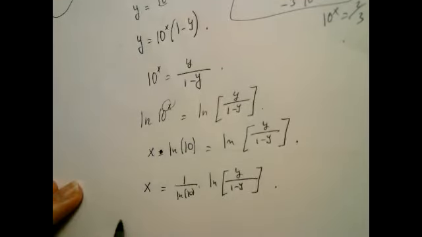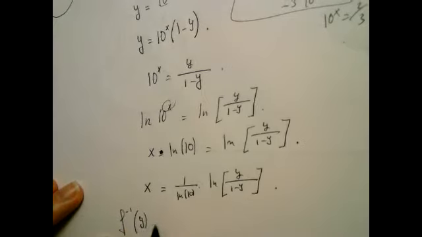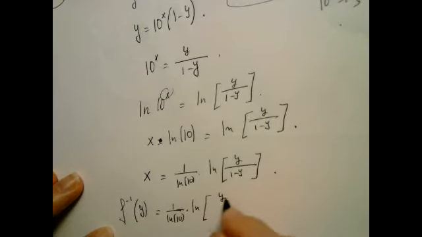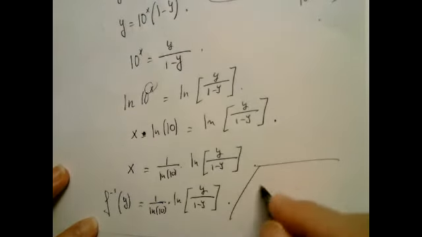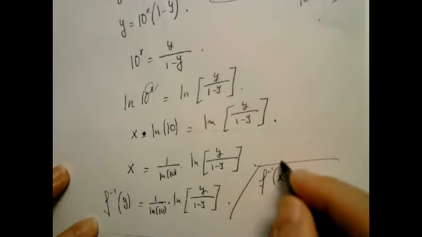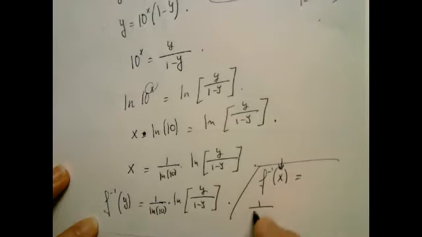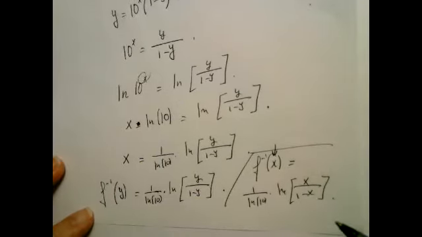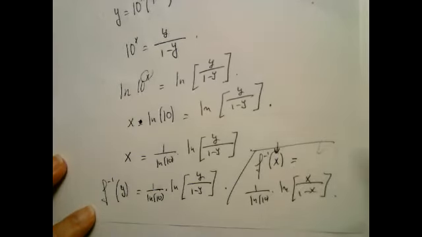So what is my function? F inverse. Now, I don't care about the name of variable you use. If you use y for the name of the variable, this is 1 over ln of 10 times ln of y over 1 minus y. If you want to use x as the name of the variable, then f inverse of x would be 1 over ln of 10 ln of x over 1 minus x. Yes, I can do that. So that's the end of the problem.